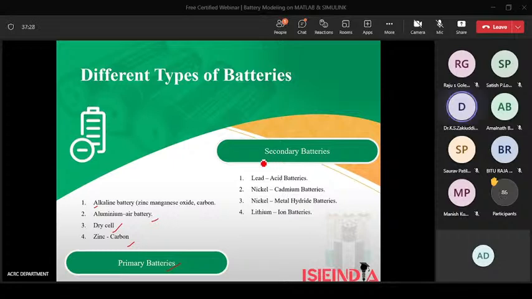Secondary batteries are the batteries which can be recharged, so they can be used again and again by recharging. Once their chemical capacity is used, like we discharge the battery, again we can charge the battery. The different chemistries of these secondary batteries are, the first one is the lead acid, then the nickel cadmium, the nickel metal hydrides, and the lithium ion batteries. These batteries are used in electric vehicles because they can be recharged again and again.